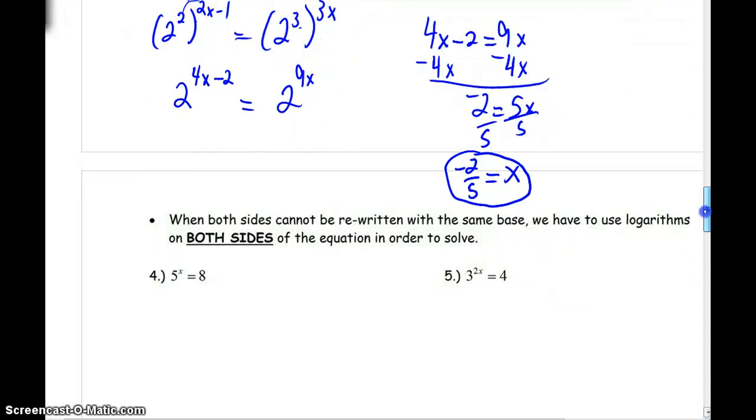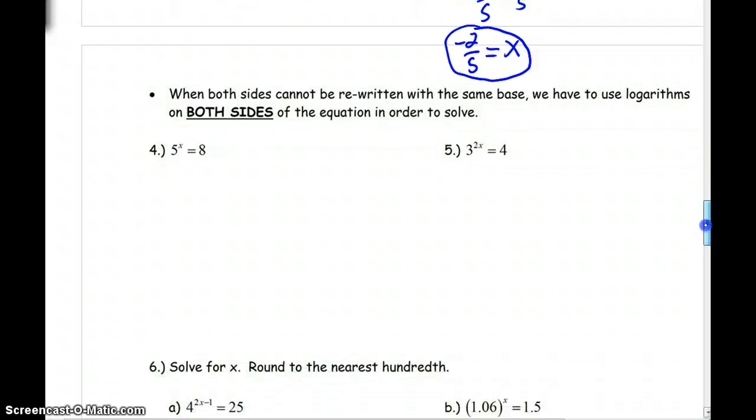Let's go to the other page. And we're going to see, sadly, there are problems where you cannot change the one side into the same base as the other. Look at 5 and 8. 8 is not a power of 5. You cannot write 5 and 8 as, like we did in our previous problems, different powers of a different number. So just reading this, when both sides cannot be rewritten, we have to use logarithms on both sides of the equation in order to solve. So you know what we'll do? We could take perhaps a natural log if you'd like.